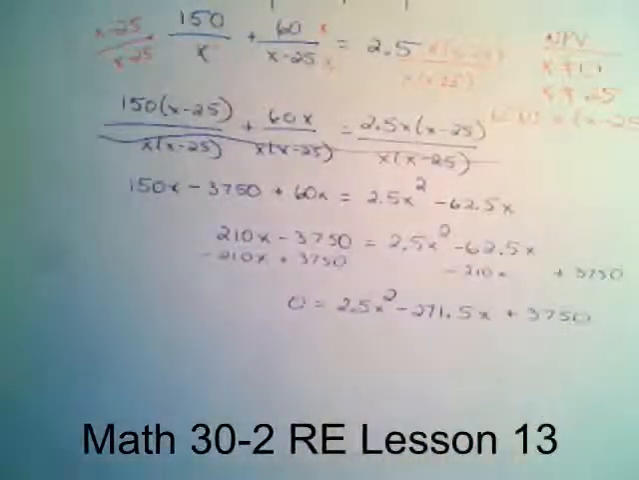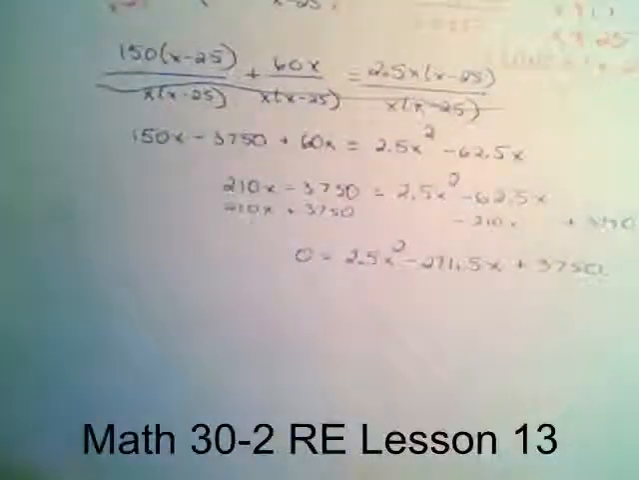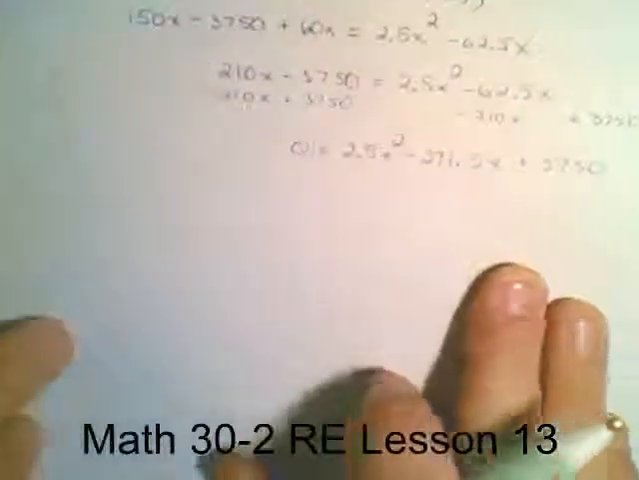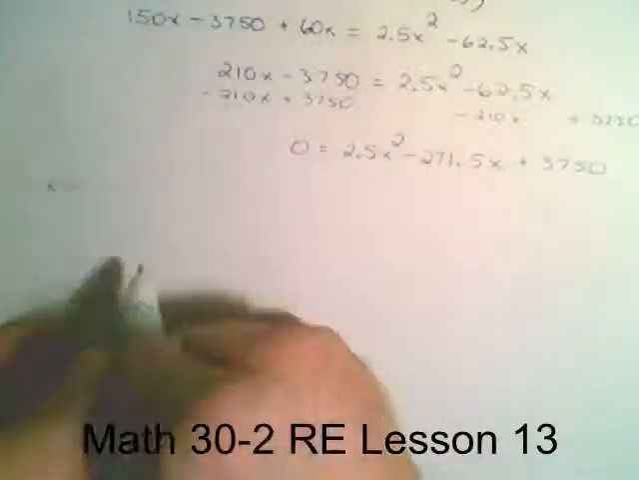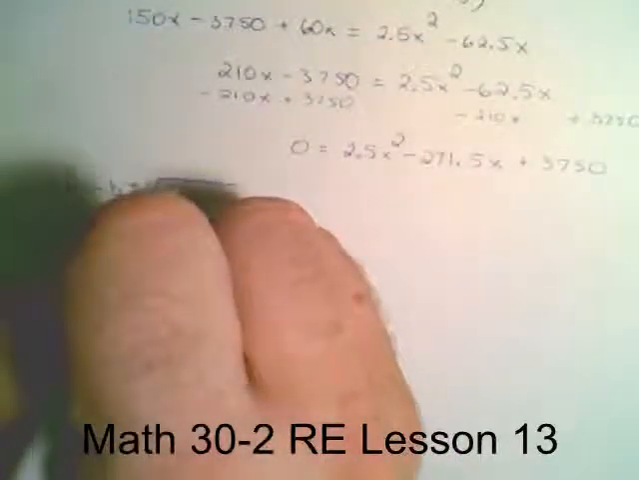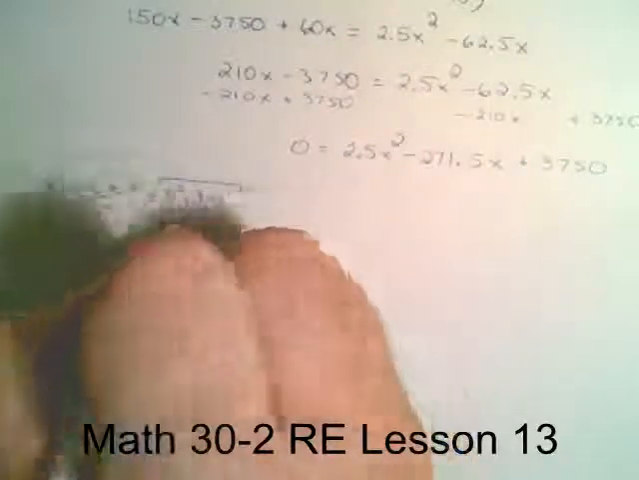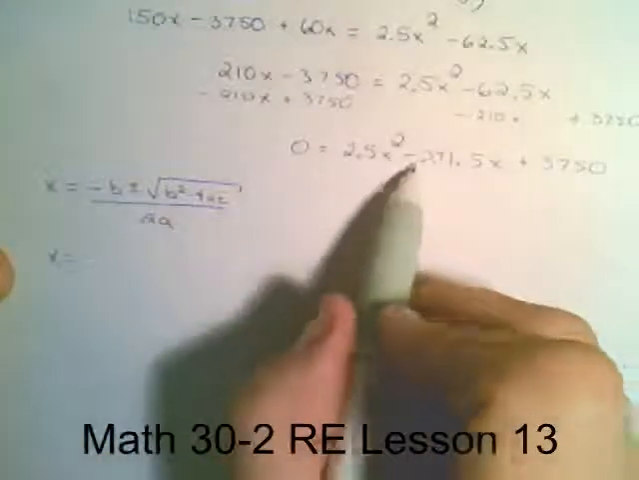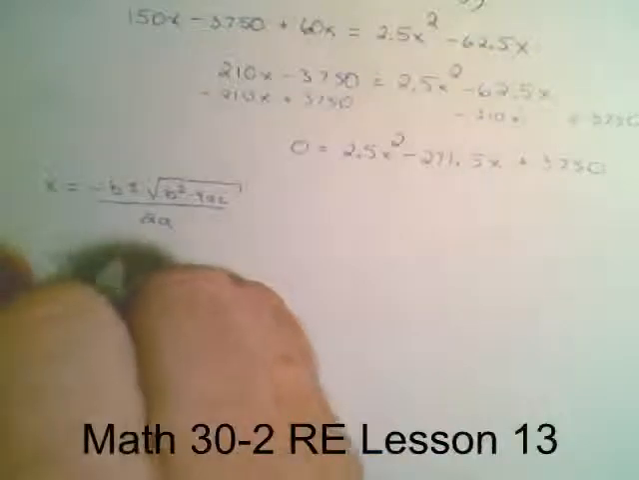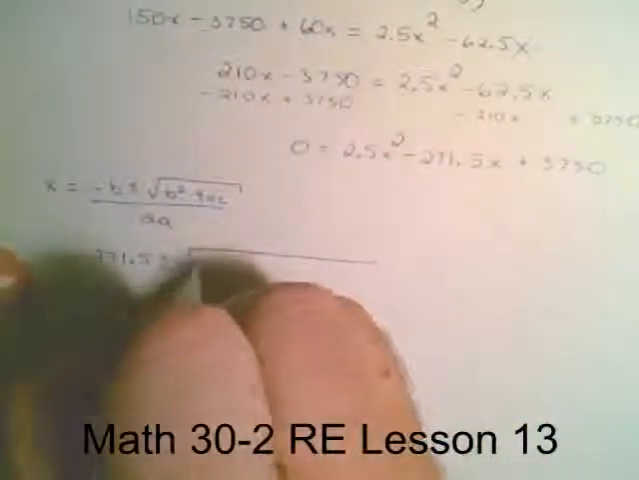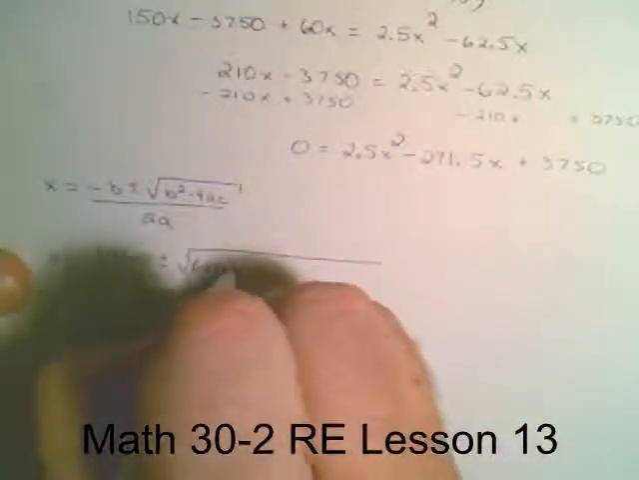Okay, and so I'm going to get 0 equals 2.5x squared minus 271.5x plus 3,750. To solve this, use the quadratic formula. We have the quadratic formula, it's on the formula sheet, we reviewed it the other day. So I'm going to just solve this. x equals negative b, and I'm writing out the formula, plus or minus the square root of b squared minus 4ac, all divided by 2a.